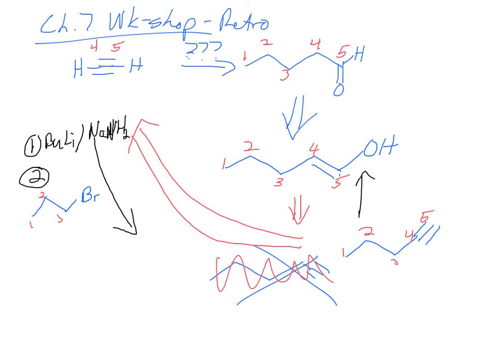But now what do I need to do here? I need BH3, OH minus, H2O2. And then here, this tautomerization can just go back and forth.